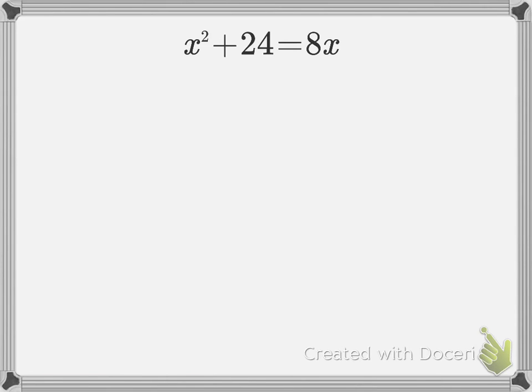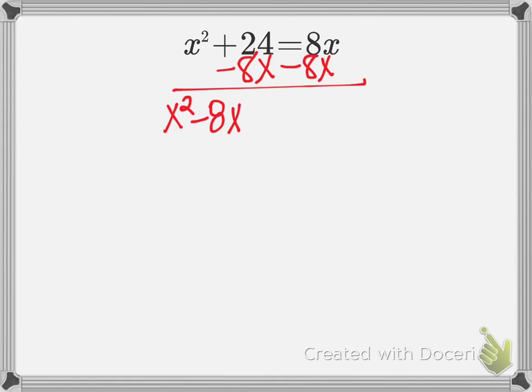Okay, so I have x squared plus 24 equals 8x. The first thing I usually do is set my equation equal to 0, just like when I'm factoring. So I'm going to move my 8x over. Putting all my terms in order, I now have x squared minus 8x plus 24. You want to make sure you always have your quadratic equation in order, because otherwise any attempt you make, whether it's factoring or completing the square, you're going to get the wrong answer.